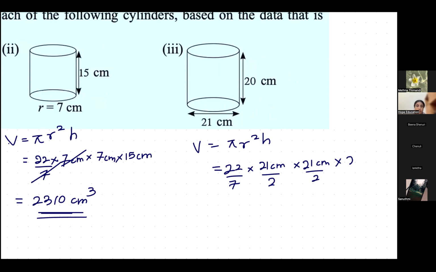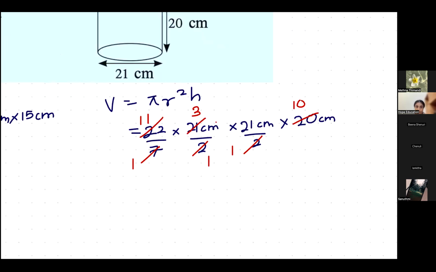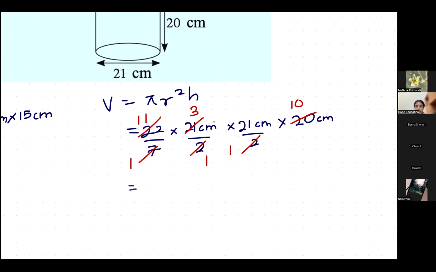Then let's simplify this. 7 times 1 is 7. 7 times 3 is 21. Sorry. 2 times 1 is 2. 2 times 11 is 22. Then 2 times 1 is 2. 2 times 10 is 20. Then we have to simplify this further. Right? So 11 times 3 is 33. 11 times 3 is 33.